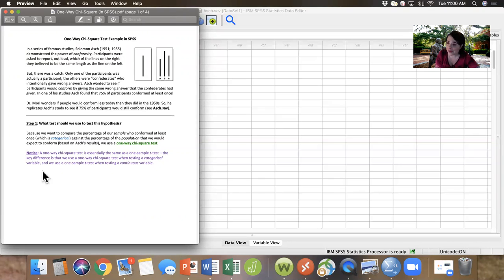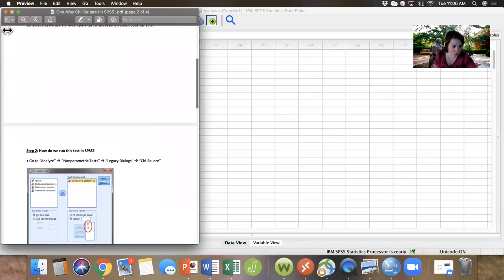Those are clearly categorical levels, and this is a categorical variable because we're not dealing with any sort of quantity. In this data set, no, they did not conform is dummy coded with the number 1, and yes, they conformed is coded with the number 2, but these numbers are completely arbitrary and don't actually have any numeric or quantitative significance.